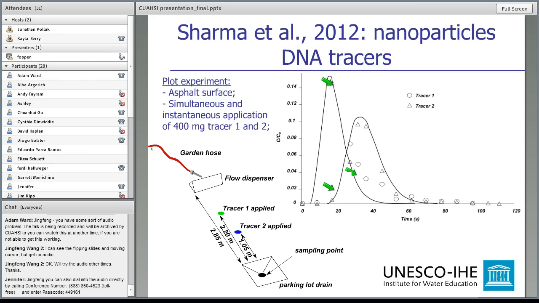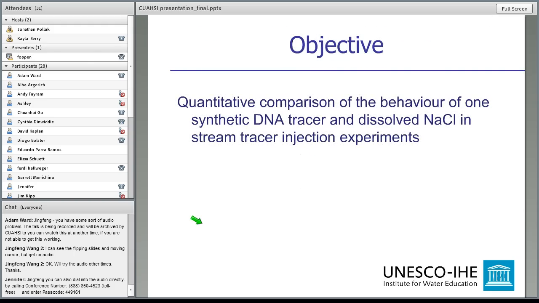Actually, when you read the publication, you'll find that the first tracer breakthrough here is labeled tracer 1, but I think it should be the other way around. Now my arrowheads are not there anymore, because of course this is the one that breaks through first, and this is the one that comes after. Anyway, it seemed to work quite reasonably, although I think the quality of the breakthrough curves is not very beautiful.